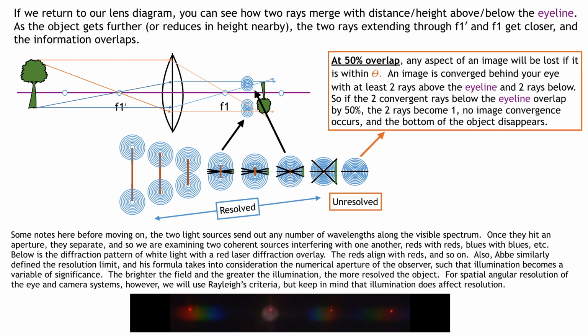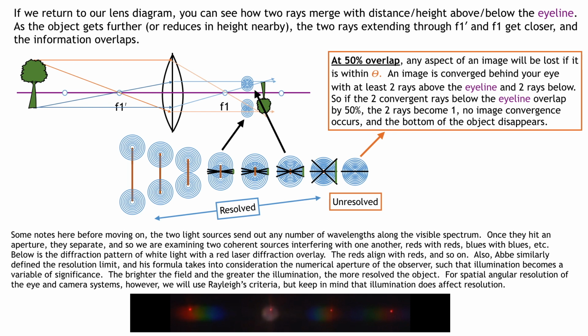So these two rays of light that are creating the context for an image, we know from the Airy criterion that we need these two rays to intersect behind the retina to create an image on the retina. At a certain point, they become an indistinguishable single ray of light. So at 50% overlap, any aspect of an image will be lost if it is within this angle. So this angle is theta.